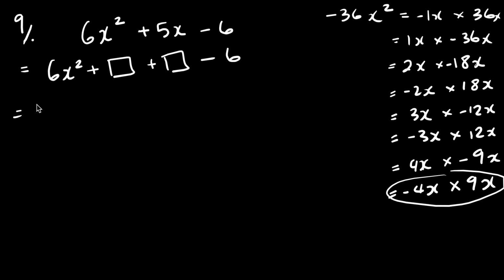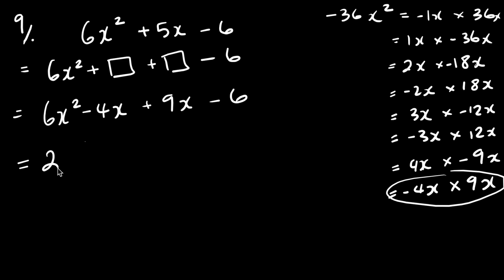And so we can write this as 6x squared minus 4x plus 9x minus 6, because these two, when added, give you 5x. And when multiplied, give you negative 36x squared, which is a product of the first and last terms, right?